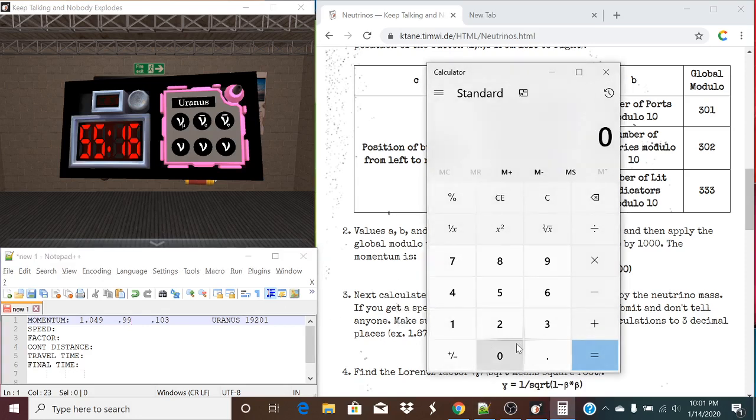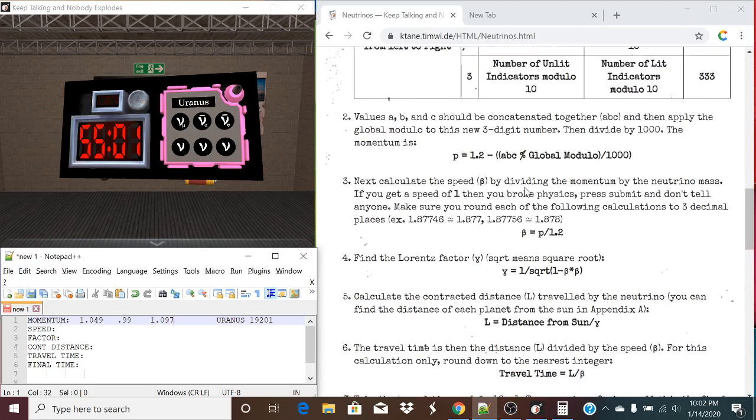A 1.2 minus 0.103. It's going to give us a value of 1.097. And that's our momentum for each of the values here.